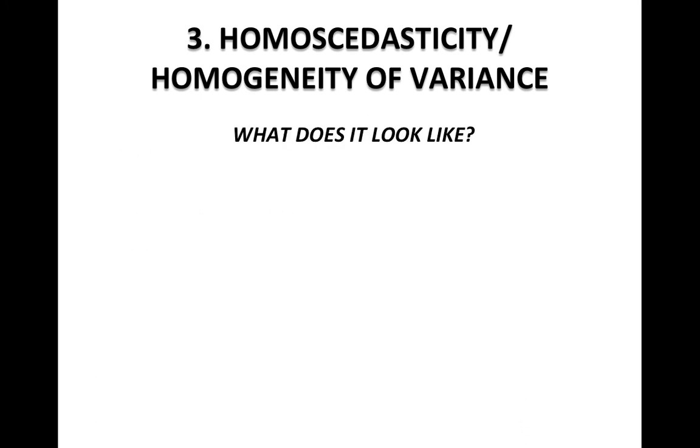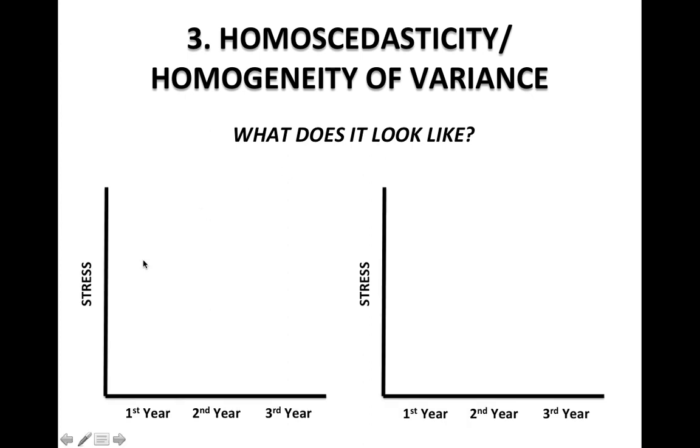So what does homogeneity of variance look like? Let's say we have our example of first years, second years, and third years, and we have their stress levels. In a case where we have homogeneous variance, we would expect to see a similar scatter of scores for each of the three groups. There's about this much variability in first years, this much in second years, and this much in third years. So they have similar amounts of error, similar standard deviations, even if their means are different.